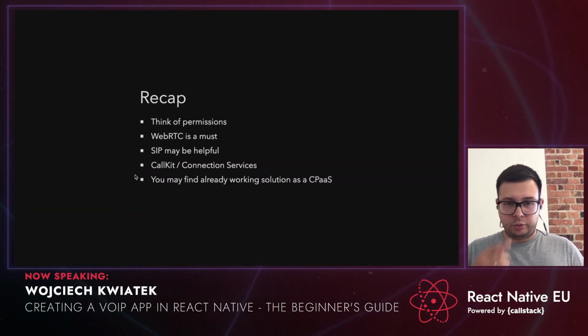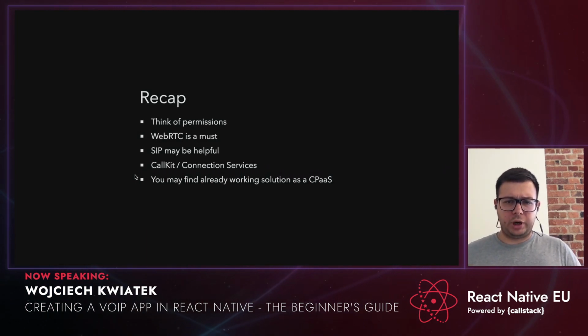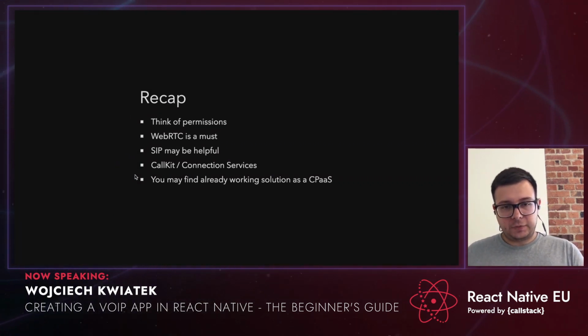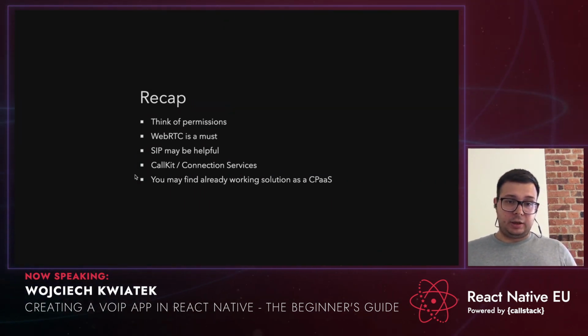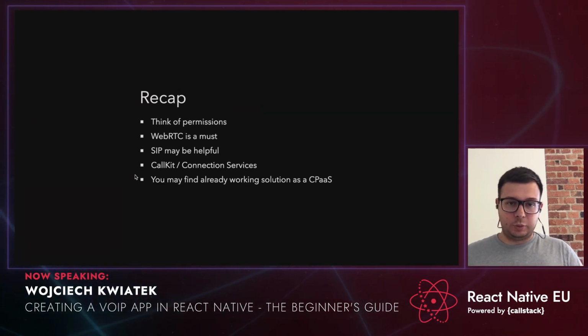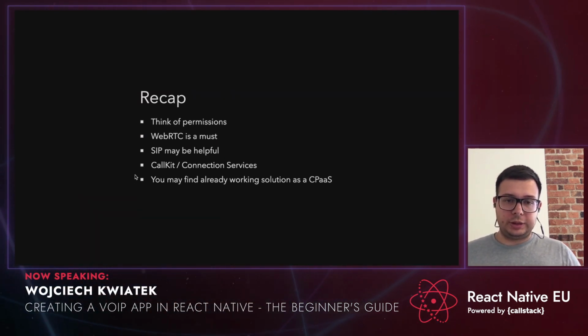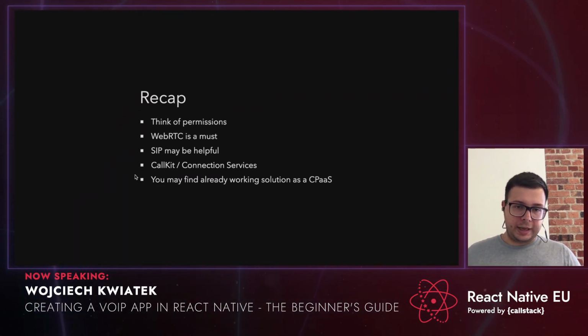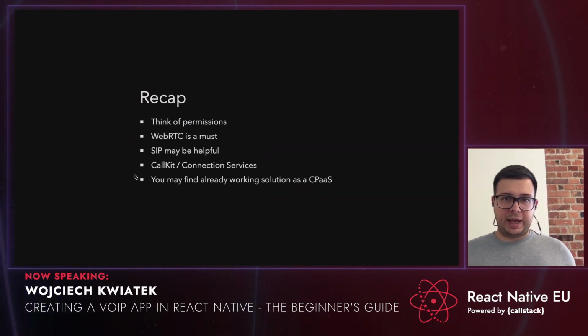So just a quick recap. The first thing, think of permissions, because usually there will be more of that than just popping out the permission. You need to handle what's going on when one user denies the permission, basically. Second thing, I bet the only, or actually the preferred way, or it might be the only way to do is the WebRTC. So you need to incorporate the WebRTC into the React Native app, and you may or you may not use the SIP and the SIP server. However, it depends on your use case.